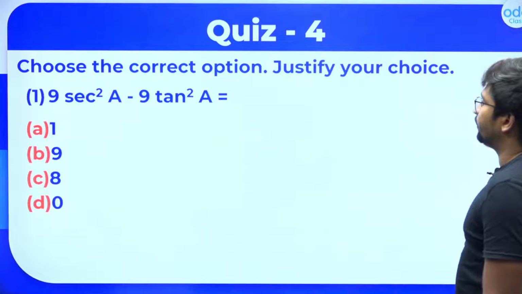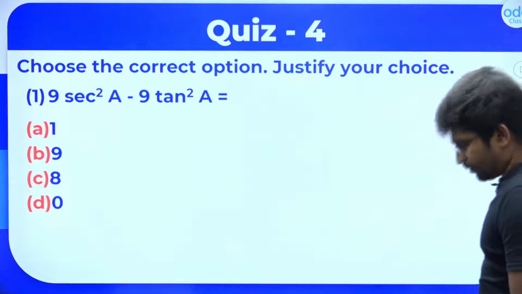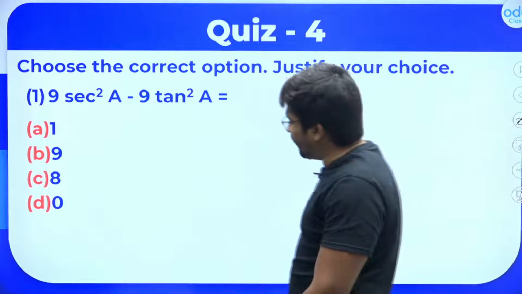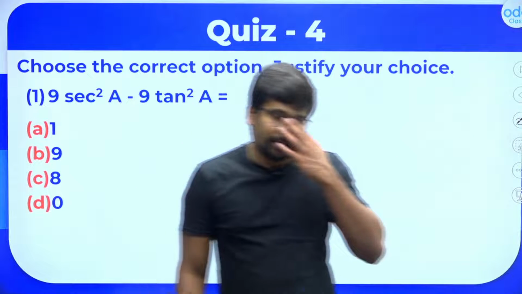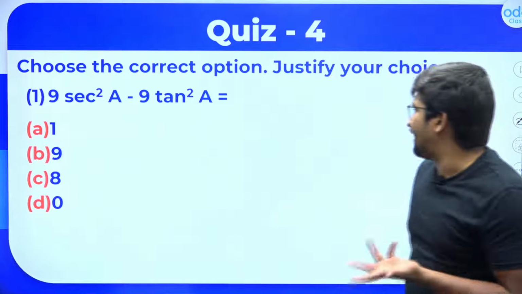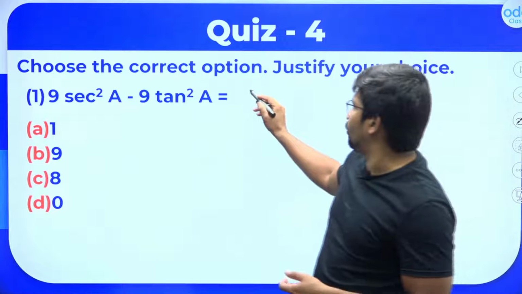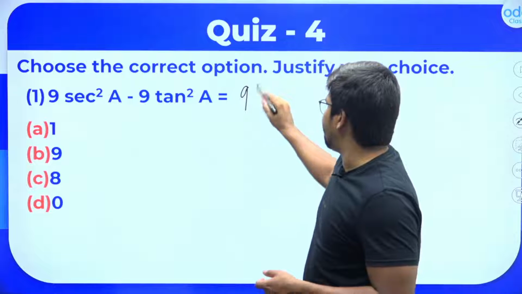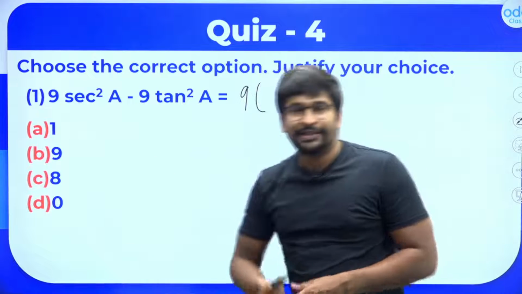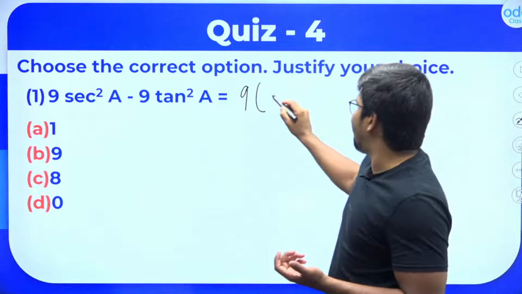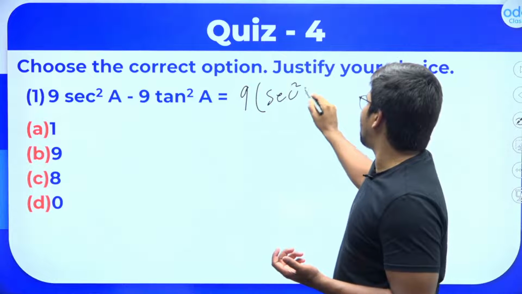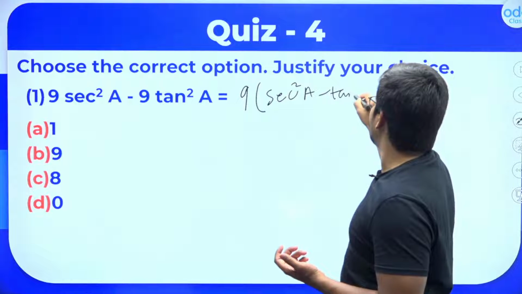Alright. Now the multiple choice questions. Choose the correct option. 9 sec square theta minus 9 tan square theta. What can we do here? You can take a 9 common here. When you take a 9 common here, what does it become? It will become 9 times of sec square A minus tan square A.